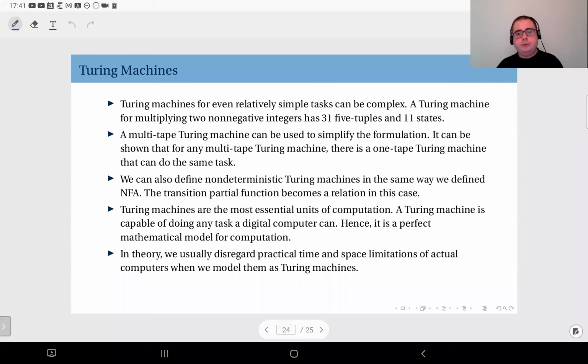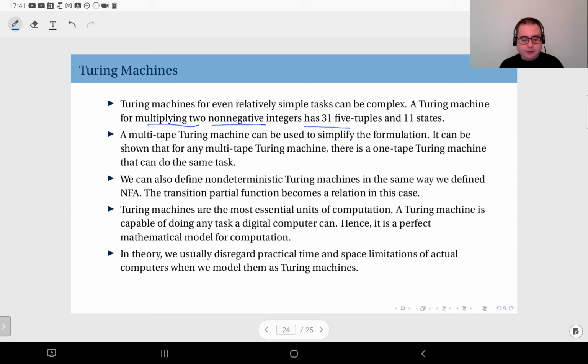So that is how you design Turing machines to do computations. And as you see, it's not very trivial, even with relatively simple tasks. A Turing machine for multiplying two non-negative integers has 31 five-tuples and 11 states. So it's quite a complex system, even for such a simple task. And even more complex tasks, you will have much more complex systems.